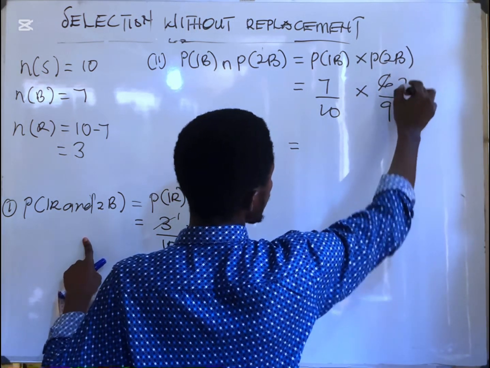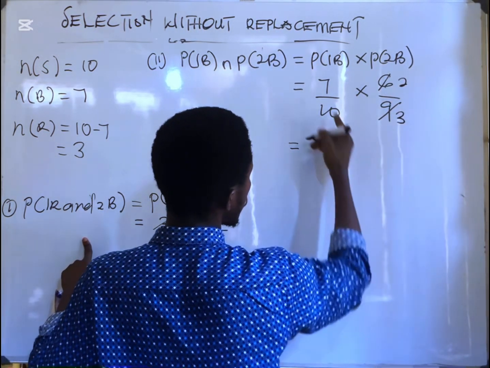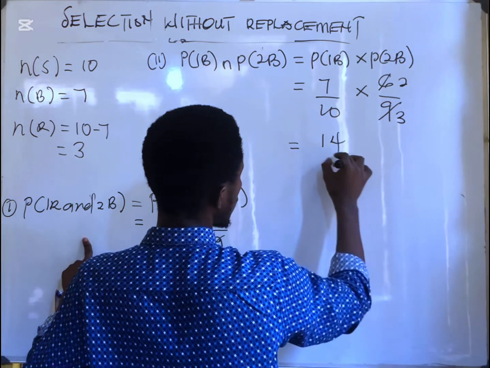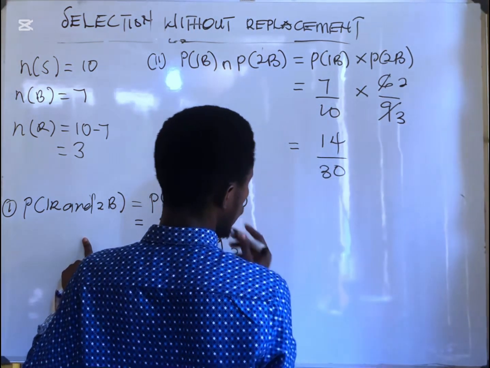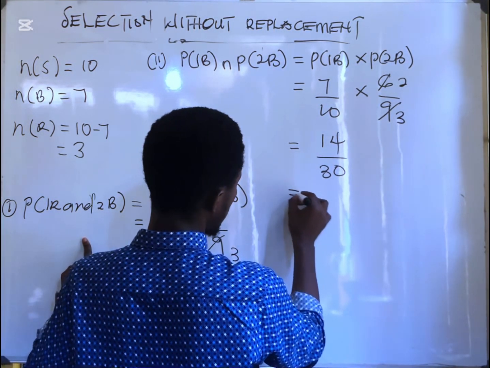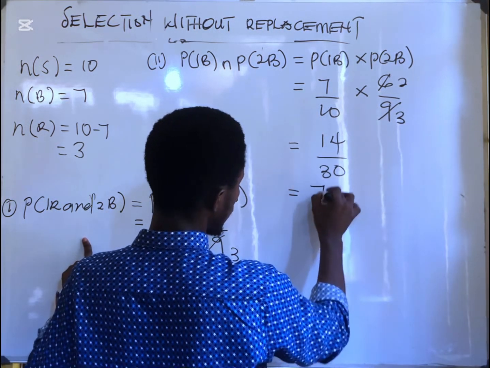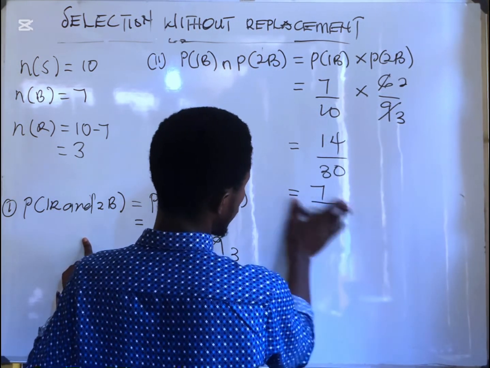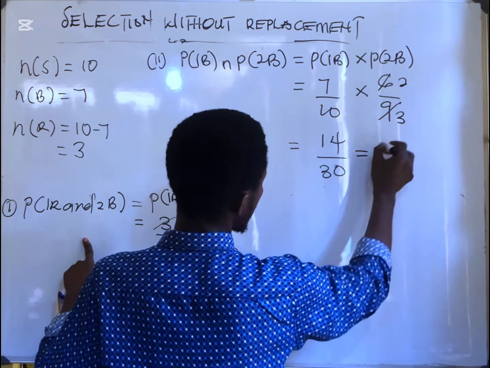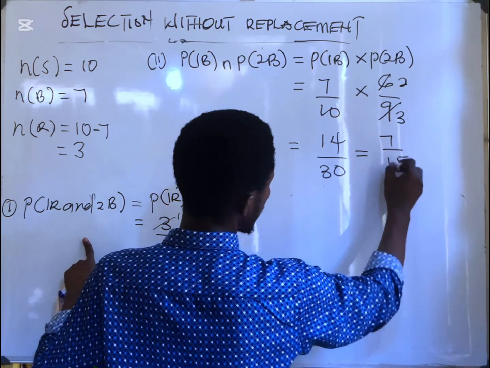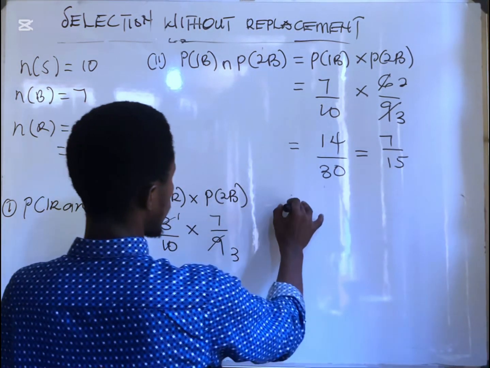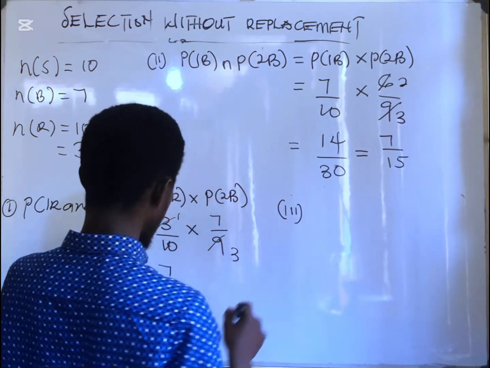Okay. So here, 3 goes here, 2. 3 goes here, 3. 7 times 2 is 14 over 30. And you know that 14, 2 can go there, 7, and comes here, 15. So let me write it here. 7 over 15.